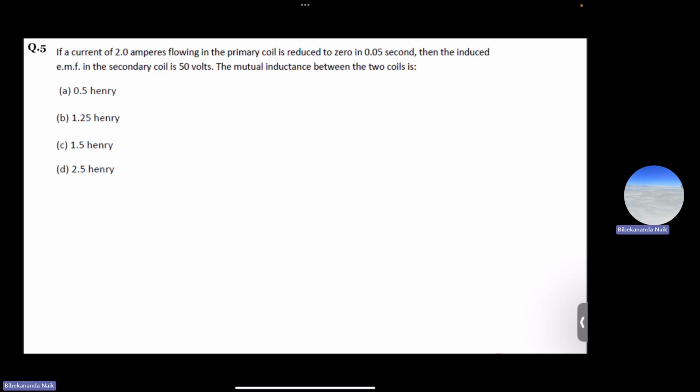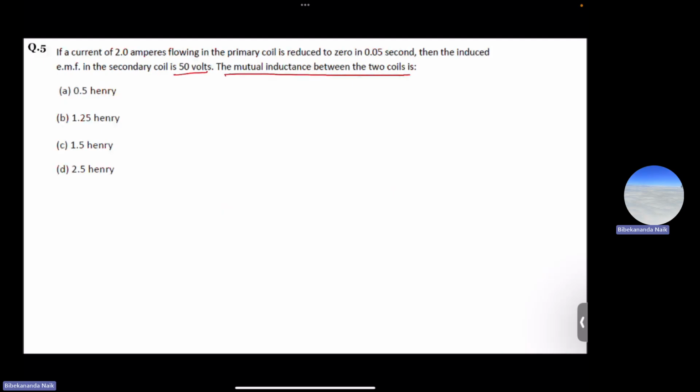Now we move to question number 5. Question number 5 says, if a current of 2 amperes flowing in the primary coil is reduced to 0 in 0.05 second, then the induced EMF in the secondary coil is 50 volt. Then what is the mutual inductance between the two coils?